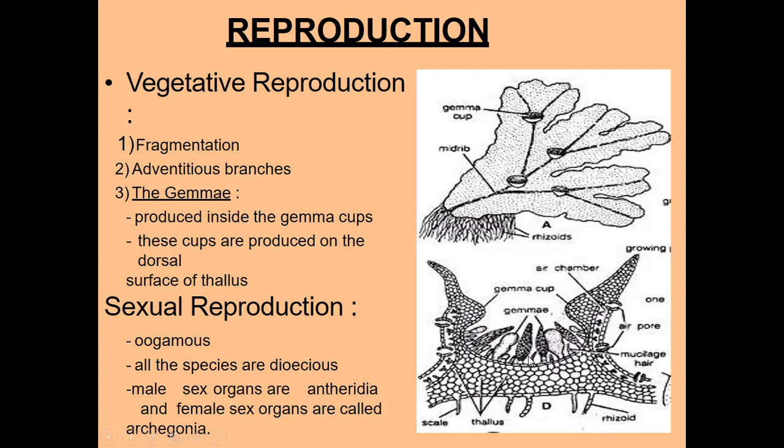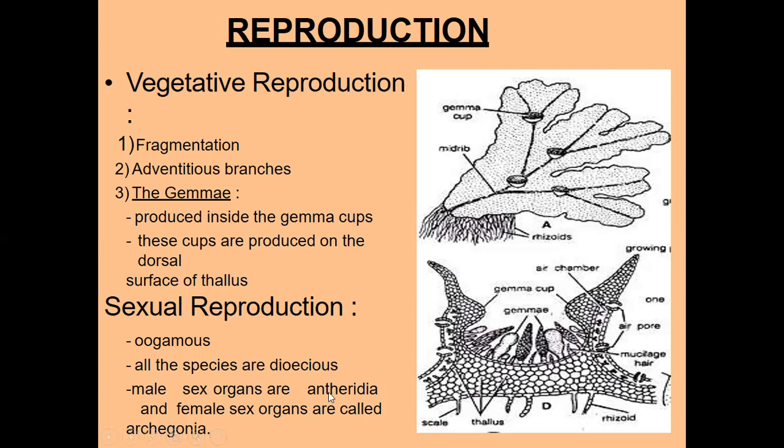They are acting like spores. So when these gemmae detach or come out of these gemma cups and fall on a suitable substratum, they germinate and produce the new thallus. Hence they play a role in vegetative reproduction. There is a question in competitive exams like this.